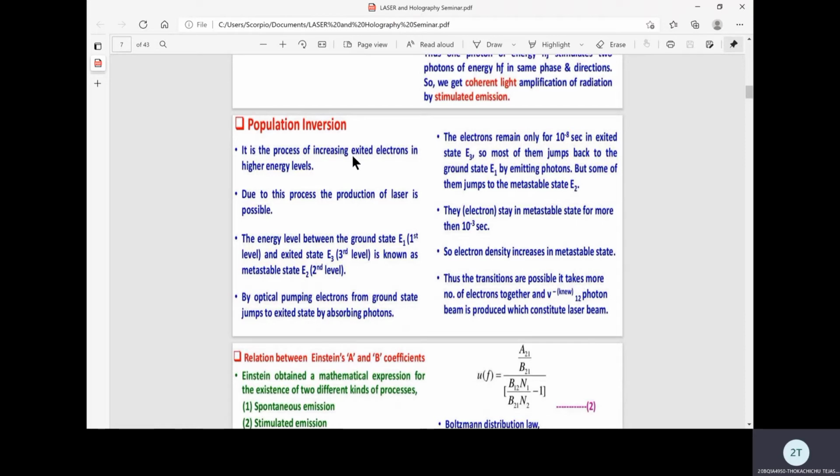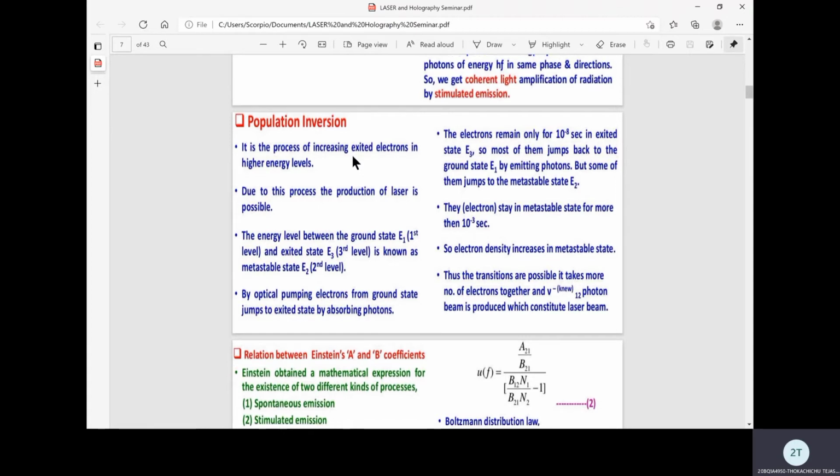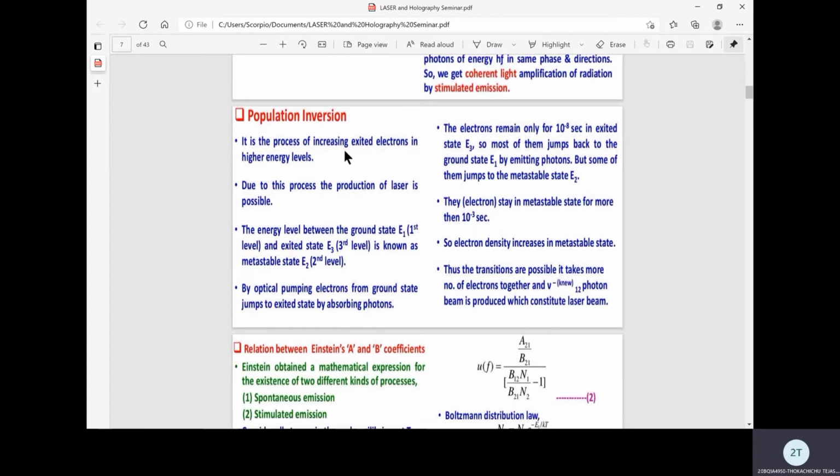So what is population inversion? It is nothing but exciting more atoms to higher energy levels than in lower energy levels, which is what makes population inversion. So let's discuss it. It is a process of increasing excited electrons in higher energy levels, which we discussed just now. Due to this process, production of laser is possible.